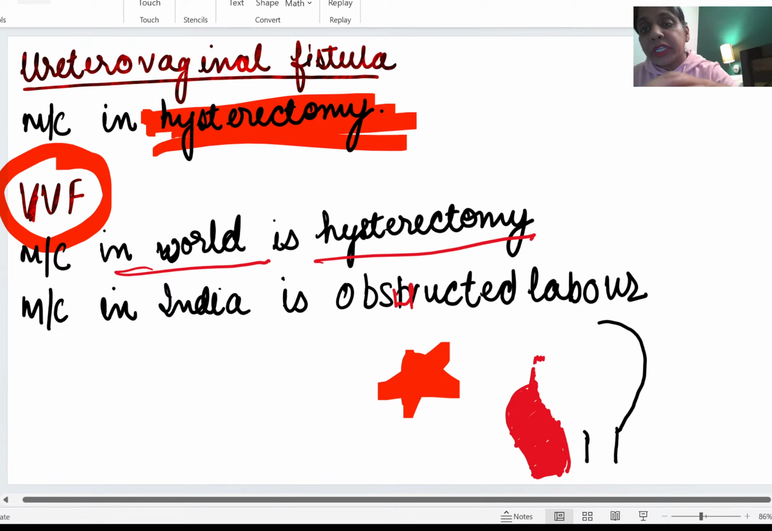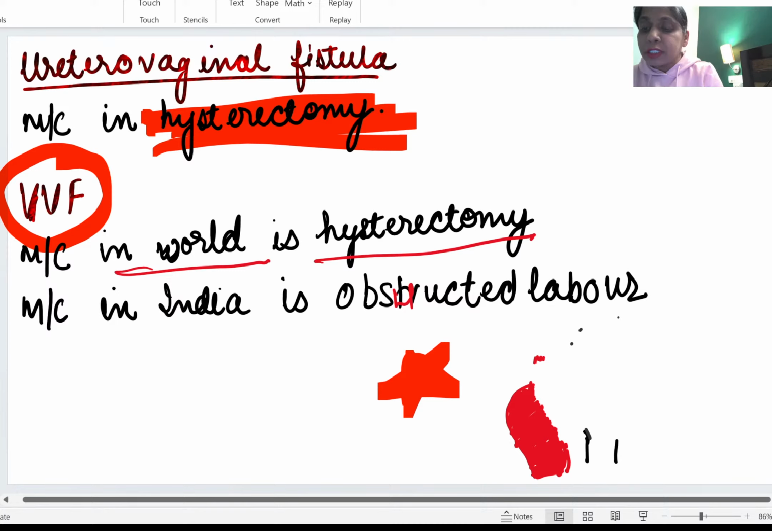Sometimes during the separation of the bladder, before removing the uterus, we have to separate the bladder. When we separate the bladder, then we will remove the uterus. So during that separation, sometimes a fistula is made. The most common cause of vesicovaginal fistula in the world is hysterectomy. But the most common cause of vesicovaginal fistula in India is obstructed labor.